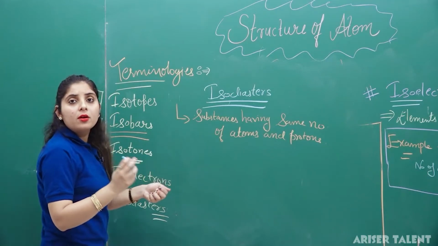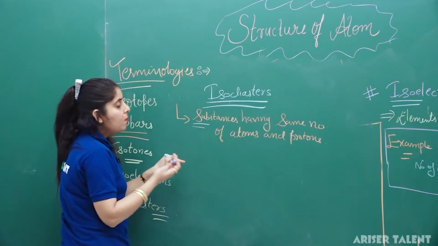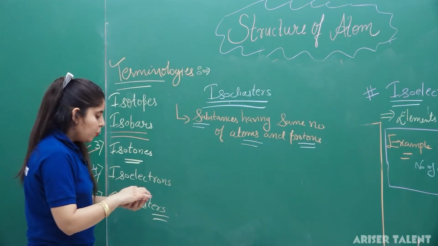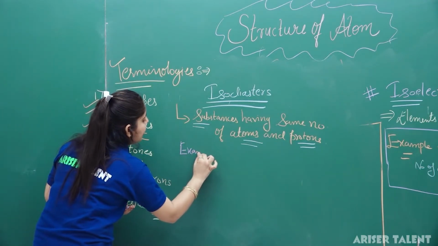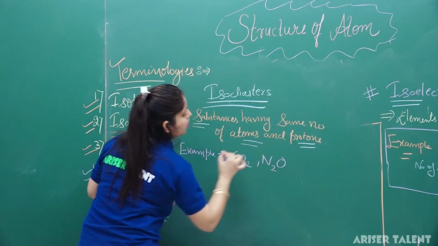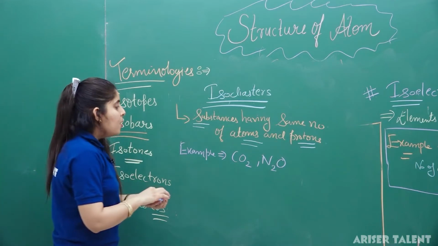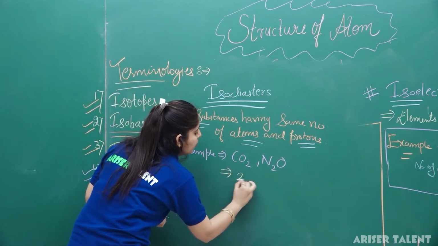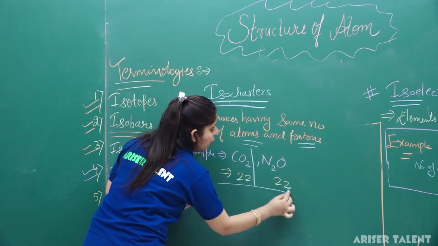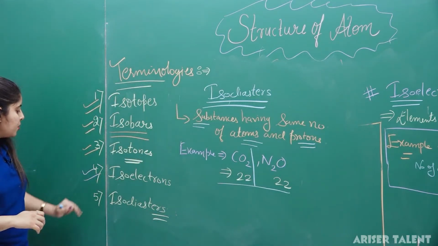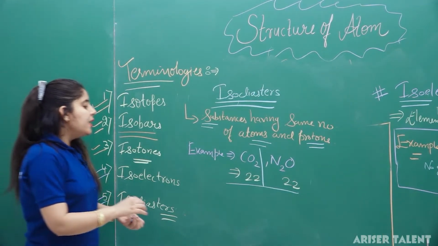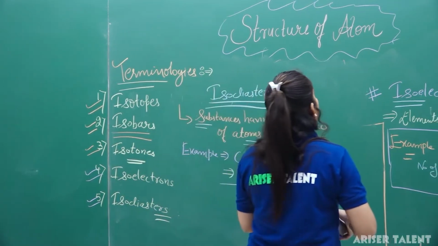These are actually not elements, these will be in substance or compound form having the same number of atoms and the same number of protons. We have an example in this category, that is CO2 and N2O. Both consist of a number of protons and atoms equal to 22 in each. So this is considered in the category of isodiaphers. So we have discussed our next term, that is isodiaphers. Now proceeding to our next term, that is isospheres.